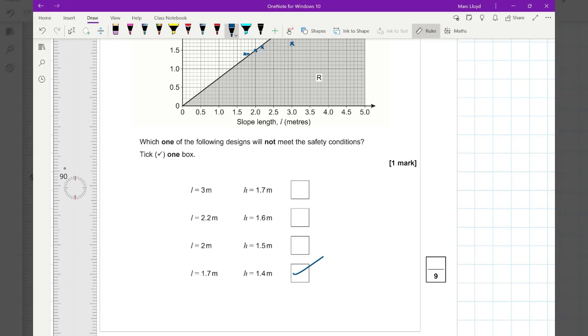Is that it? Yep, that's it. Question 3 done. I'll see you at question 4.